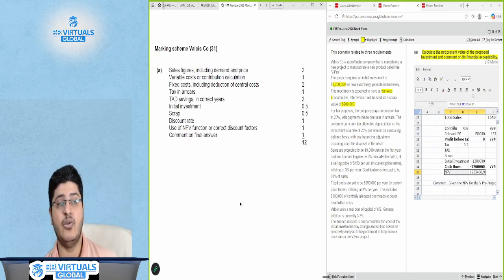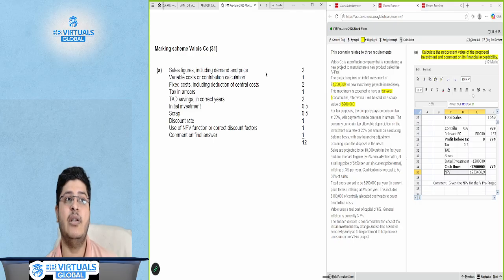This is why I wanted to show the suggested answer. If you've calculated a sales figure correctly across all years, you'll get 2 marks. See, even if someone has not found the correct NPV, if you are one of those, then remember, if you've not calculated the entire thing, don't worry, you'll not lose the entire 12 marks. As long as you calculated sales figure correctly, you get 2 marks. If you've calculated contribution or variable cost, another 1 mark, which is multiplying by 60% gives you 1 mark.